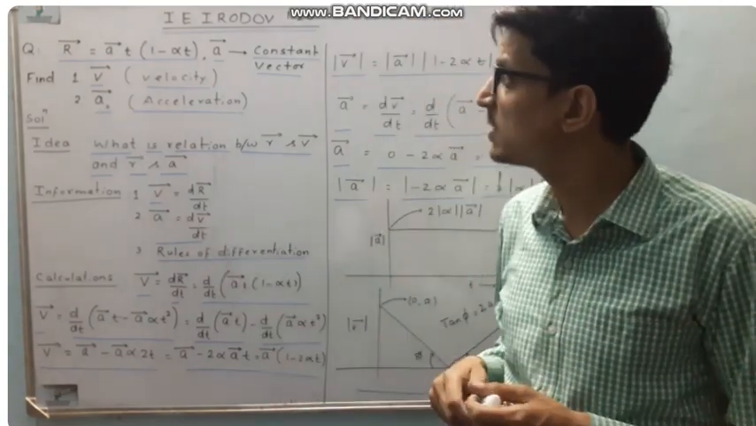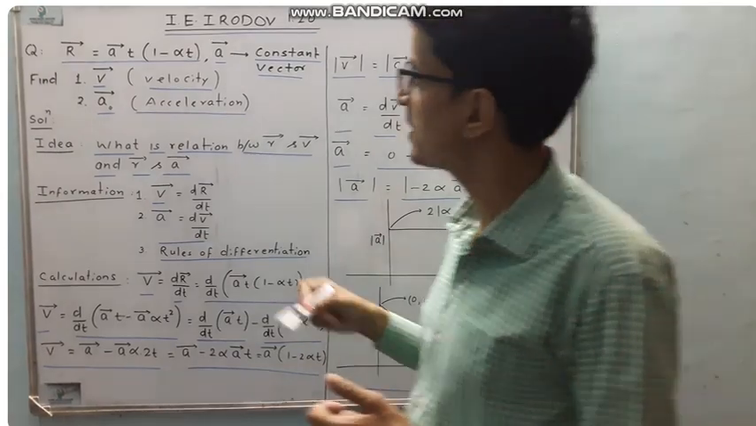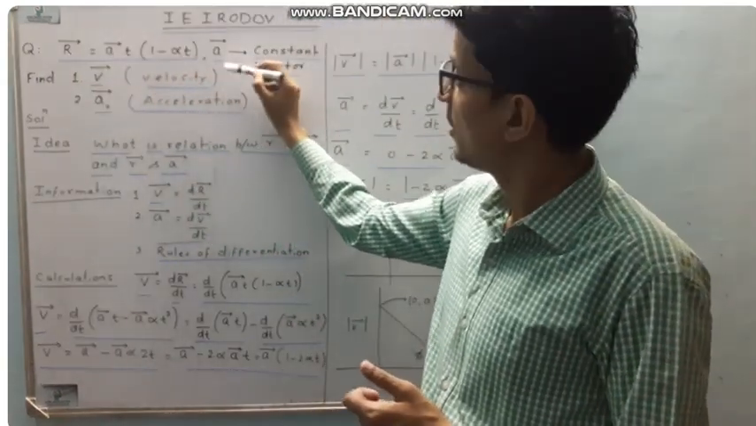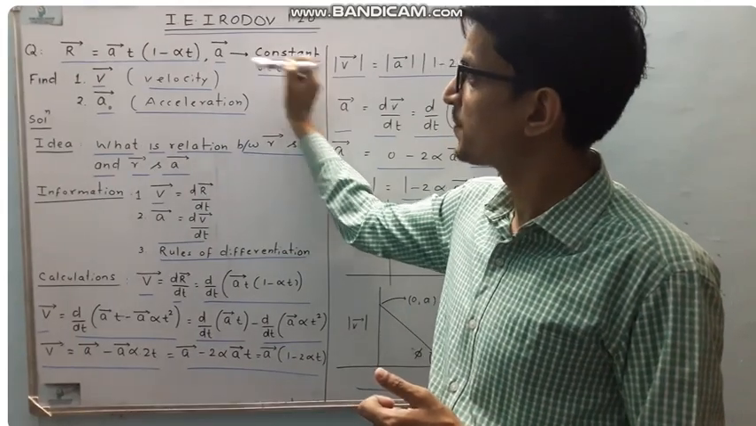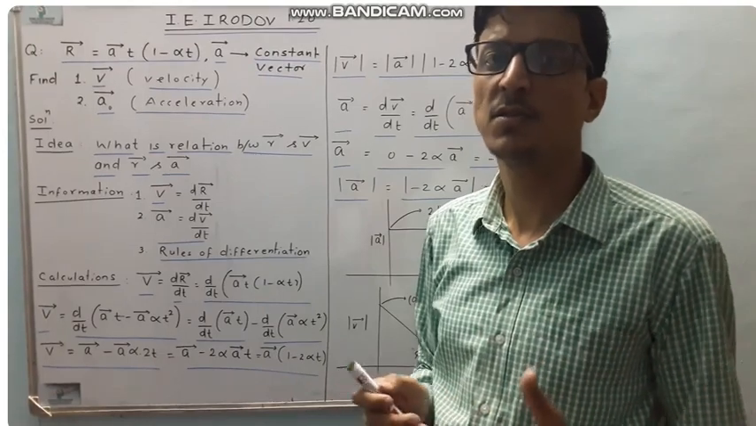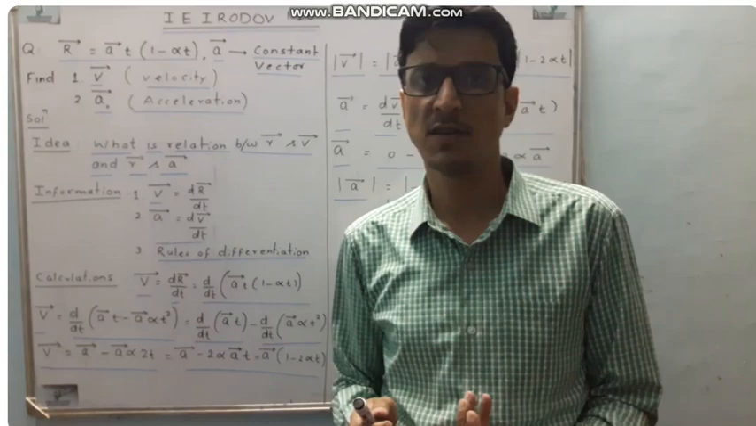So let's start with problem number 1.20 of Irodov. It says that the position vector of a particle is r = a(1 - alpha t), where vector a is a constant vector, and we need to find the velocity and acceleration of the particle. So this is the problem. We'll solve this with a vision to develop problem solving skills in yourself.